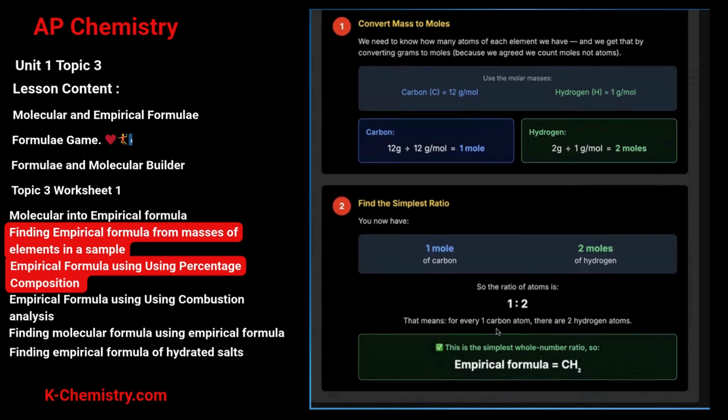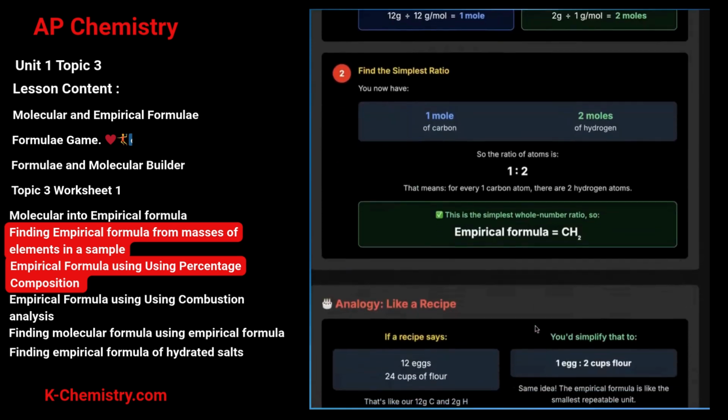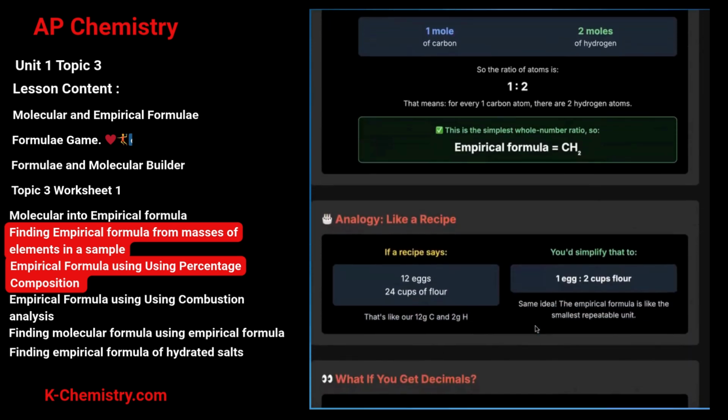This means that for every 1 carbon atom, there are 2 hydrogen atoms. For every 1 carbon mole, there are 2 hydrogen moles. This is the simplest whole number ratio. The empirical formula is what? The empirical formula is CH₂. So it's like a recipe, as we agreed.